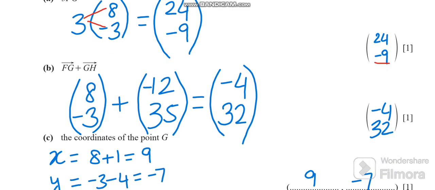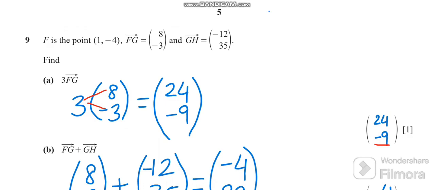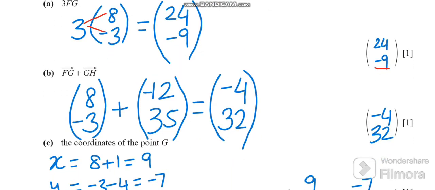Part B states: FG plus GH. So we will add FG and GH together. So 8 plus minus 12 is minus 4, minus 3 plus 35 that will be 32. So the answer will be minus 4 over 32.